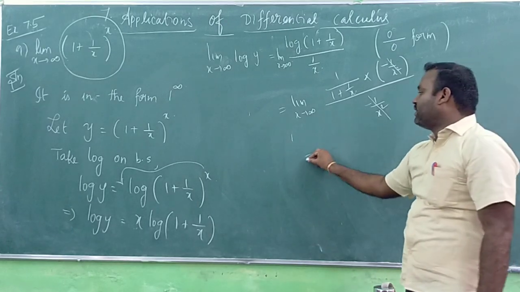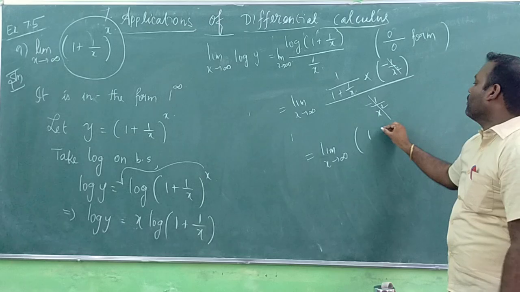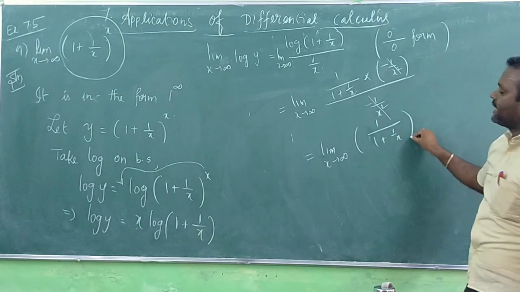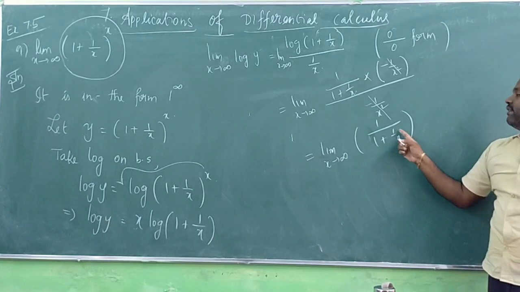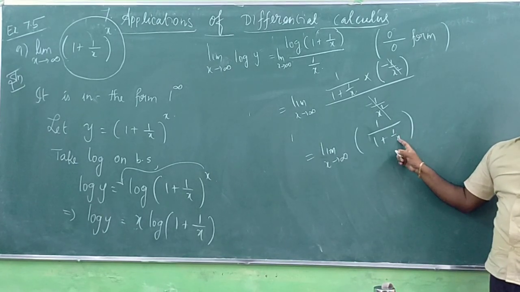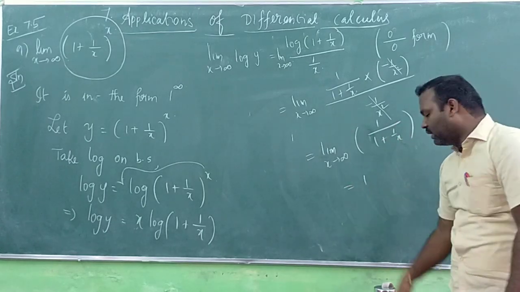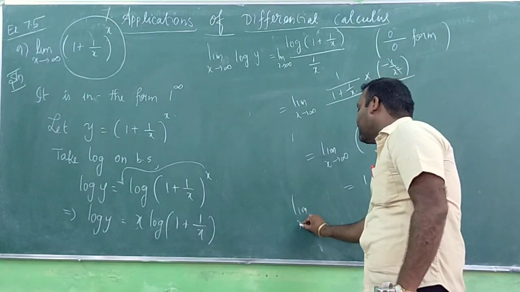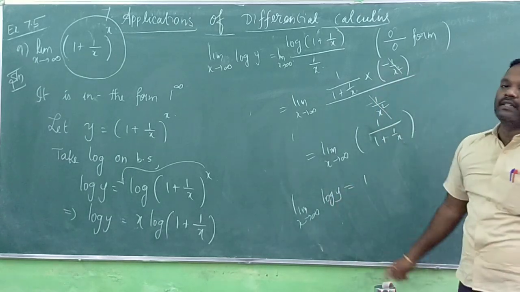Okay, so we will be left with only limit x tends to infinity 1 by (1 plus 1 by x). And in the next step, you have to substitute x as infinity. When you are substituting x as infinity, now 1 by infinity is 0. So 1 plus 0 is 1. Numerator is also 1. Denominator is also 1. So the value is going to be 1. So now we are having that limit x tends to infinity log of y equal to 1.